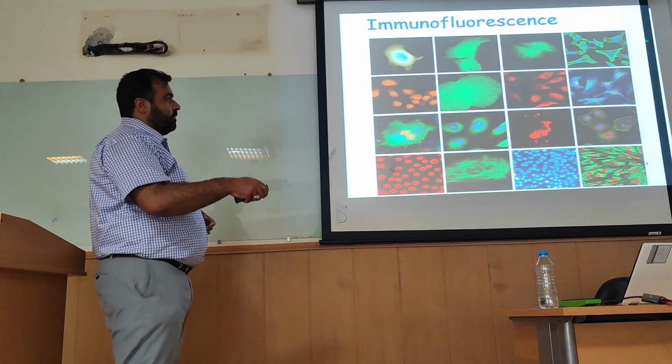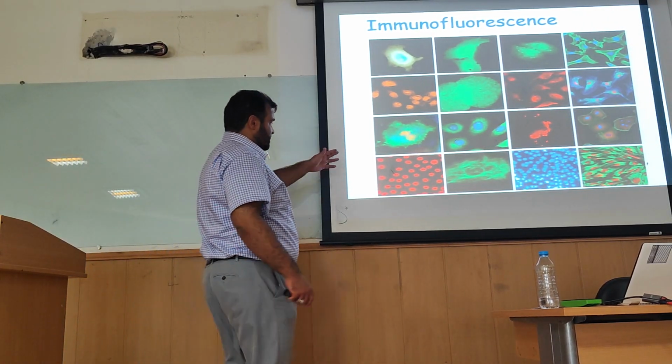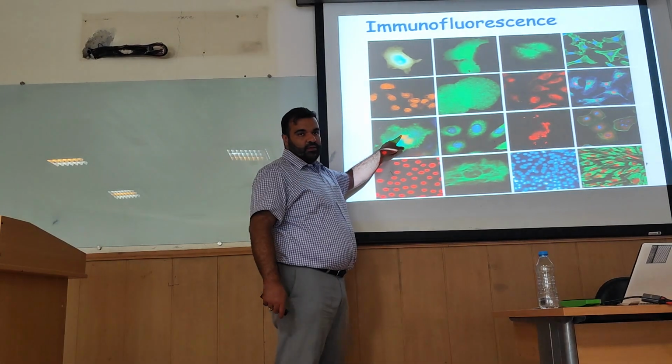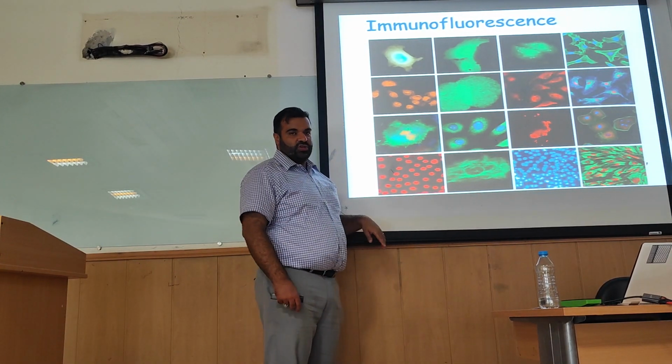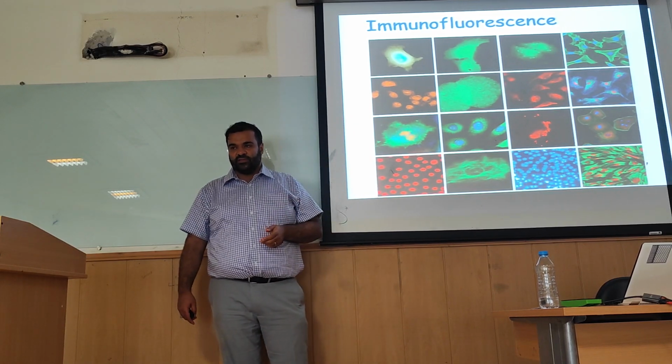And what we can end up with is seeing all these different features. For instance, in this one, how many colors do we have? We have 3. We have green, we have blue, we have red. And they're all overlaid onto each other. For each of them, we have to use a different antibody against different things.